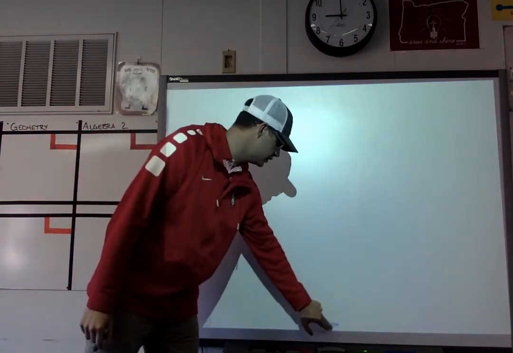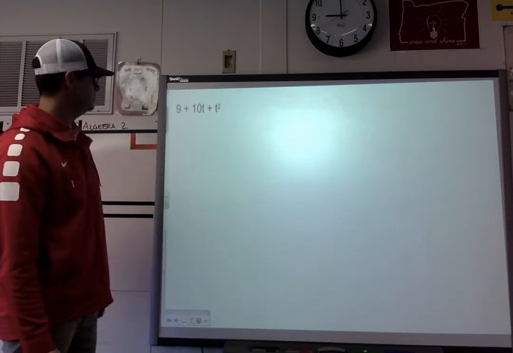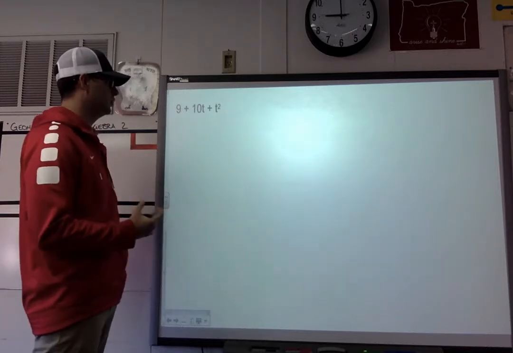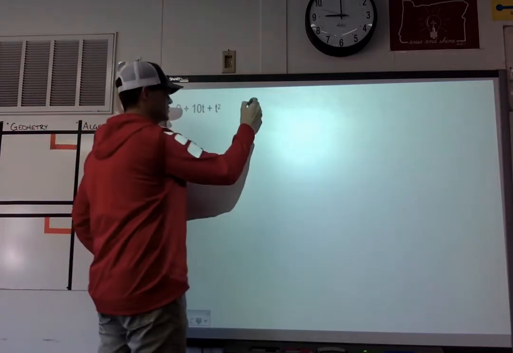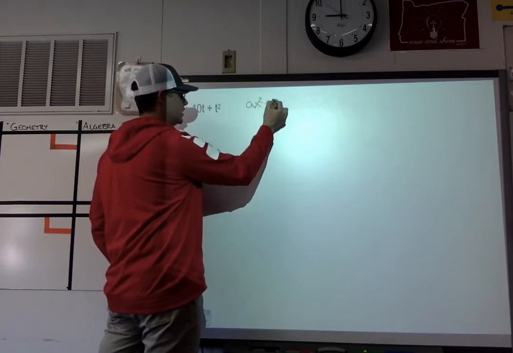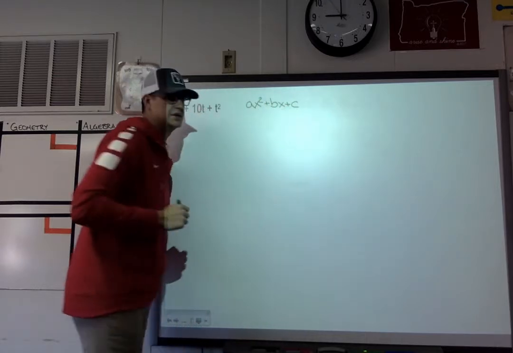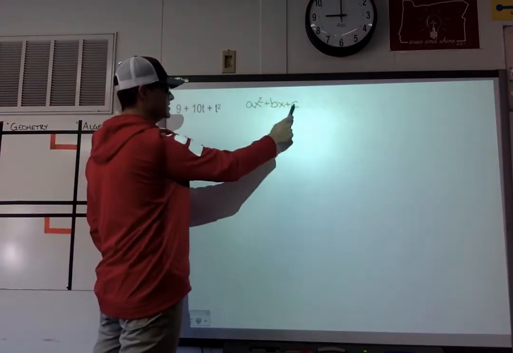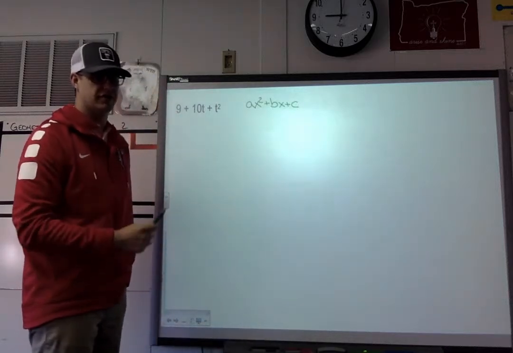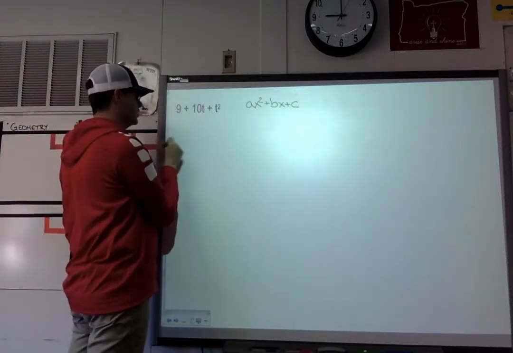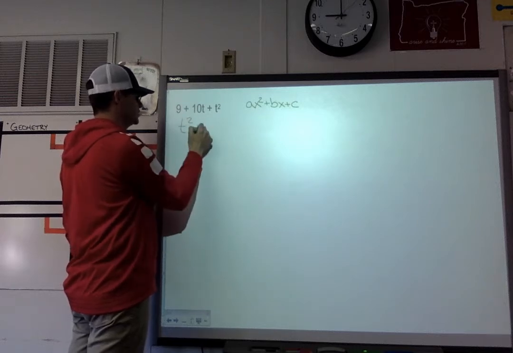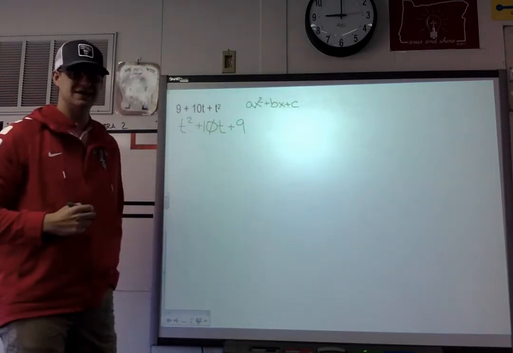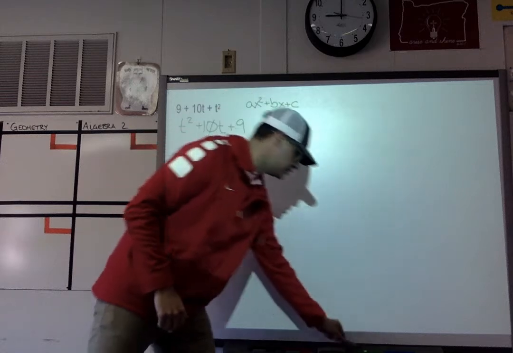Let's look at one more here. This one, 9 plus 10t plus t squared. So this one, we actually need to do something before we can start factoring. Because remember, our standard form is always ax squared plus bx plus c. We are always going to write these in descending order in terms of x or whatever our variable is. So that means our squared term always has to come first. So t squared, then we would put 10t plus 9, descending order in order to factor these.